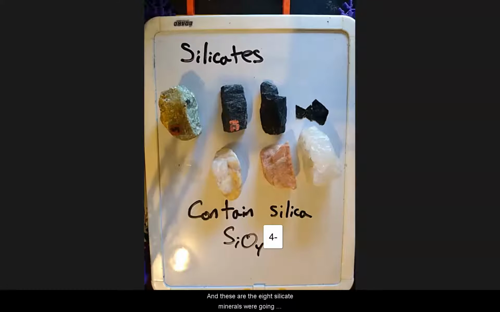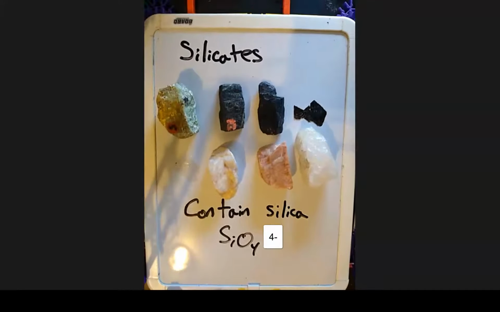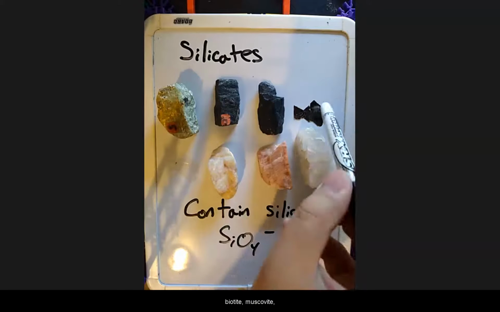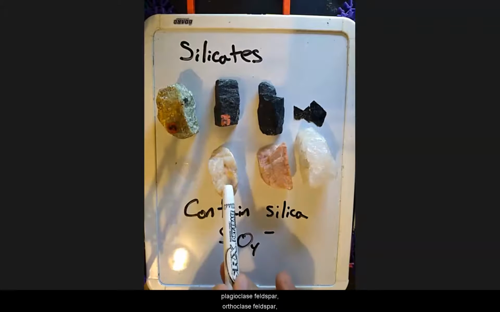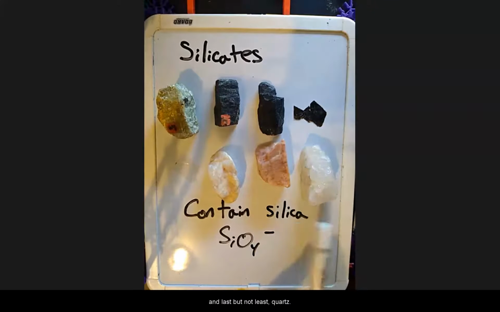And these are the 8 silicate minerals we're going to look at in this course that we're going to need to be able to identify. So we've got olivine, augite, hornblende, biotite, muscovite, plagioclase feldspar, orthoclase feldspar, and last but not least, quartz.